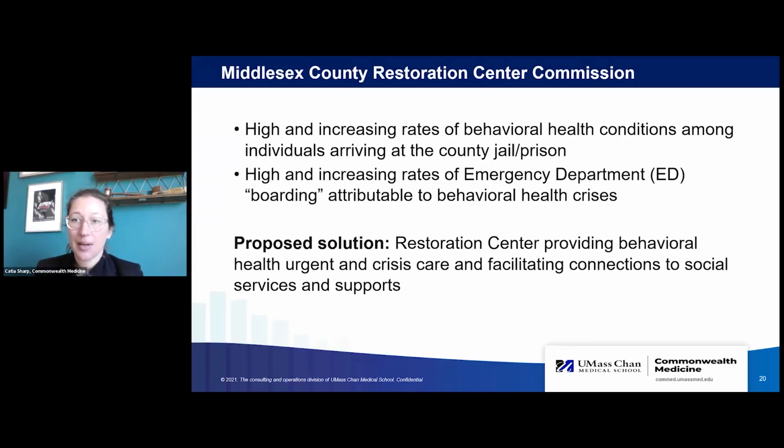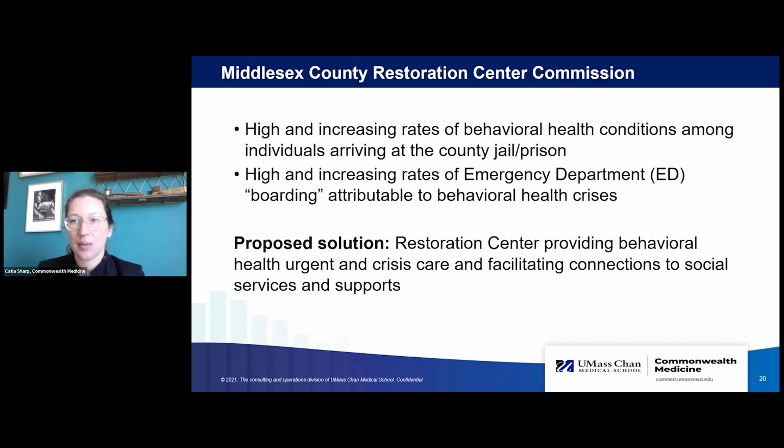So in Middlesex County, Massachusetts, we were seeing really high and increasing rates of behavioral health conditions among the individuals booked into the Middlesex County jail and prison. And so the sheriff really kind of raised that as an issue with the state legislature. And also at the same time, the state was really seeing high and increasing rates of emergency department boarding, and specifically seeing that a lot of that boarding was due to behavioral health crises. So that boarding is referring here to people who spend many hours, more than 6 hours, in an emergency department awaiting placement in an acute crisis bed for behavioral health.